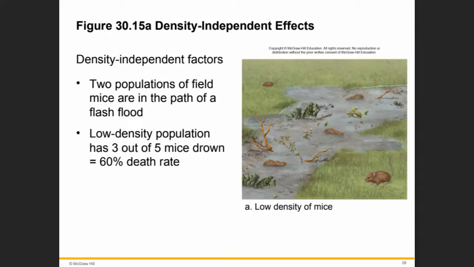Two populations of field mice are in the path of a flash flood. Low density of mice with 60% death rate. Three of five mice drown.